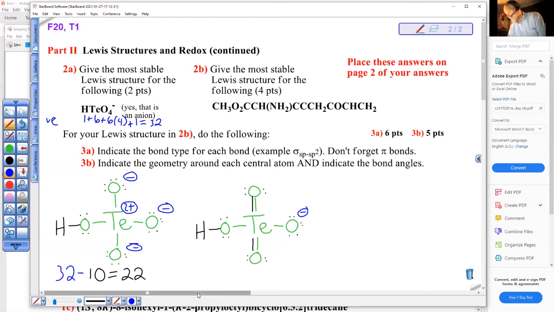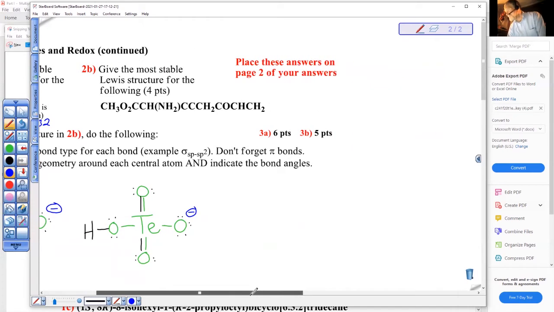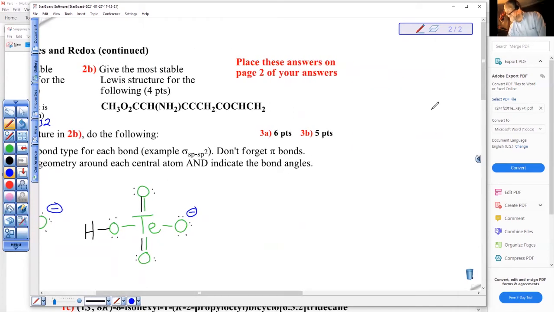And we're going to just do it. Where's a good spot to do it? Right beside it? Why not? So, Lewis structure, you've got to show all the bonds.